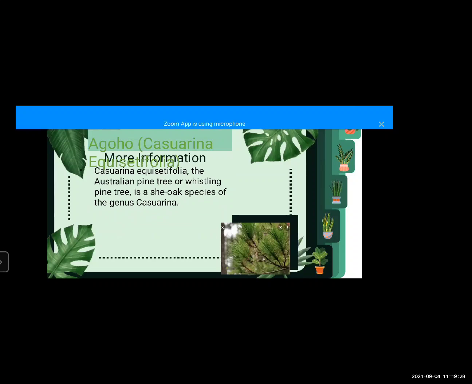More information is Casuarina equisetifolia, the Australian pine tree or whistling pine tree, is an oak-like species of the genus Casuarina.